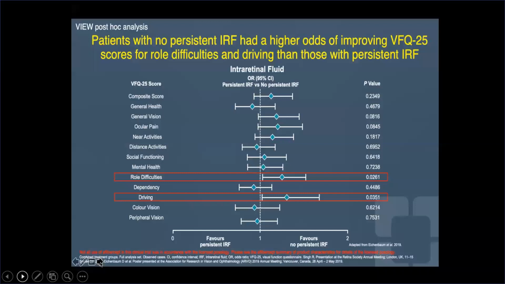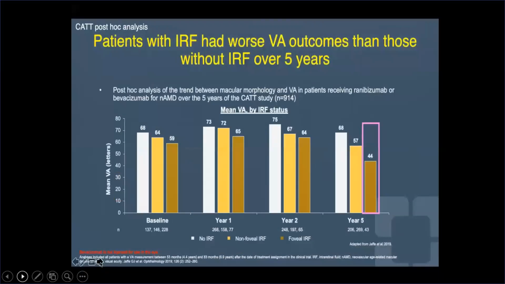We also learned that the presence of intraretinal fluid affected visual function scores. We always used visual acuity as our marker for activity, but when you talk to patients, they have a lot of different impacts on their activities of daily living. So we looked at the visual function questionnaire responses and found that both role difficulties and driving were affected significantly by the presence of persistent intraretinal fluid.